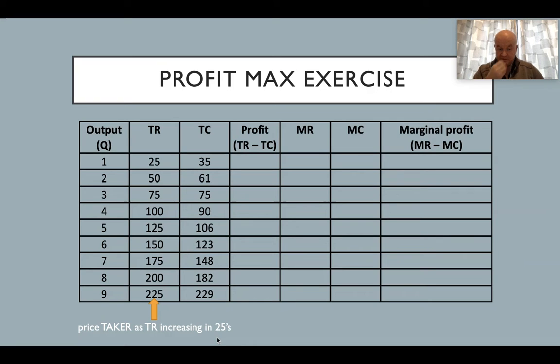So first things first, one of the things that you should be able to see in this case is that at different levels of output, in each case the level of revenue goes up by the same amount for each extra unit of output. So one could argue that as the total revenue is increasing in 25s and the output is only increasing by a factor of 1 in each case, we're in a price taking situation here. So our total revenue is actually increasing in 25. So we're a price taker.